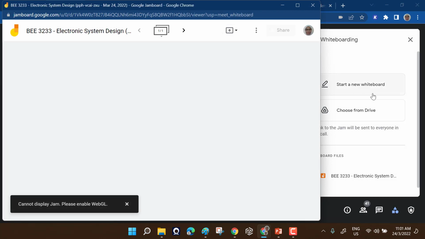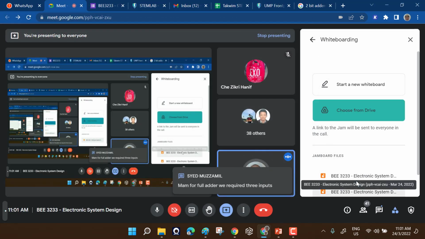So if it requires more than 2 bit, a half adder might not be relevant to do it.